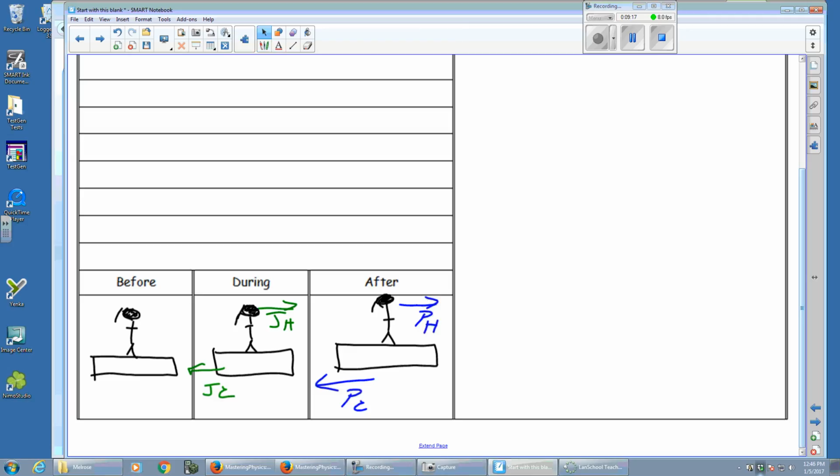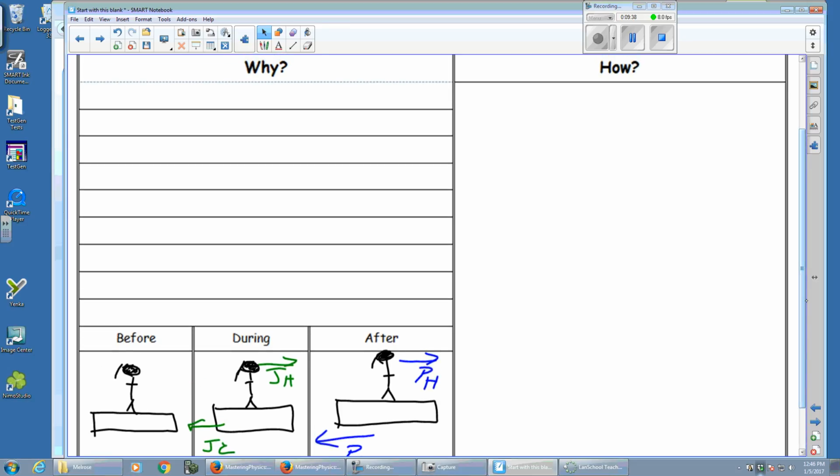Beautiful. And then I could write words like the momentum is conserved in the system. It would be really good also to express: does the center of mass of the system move? It does not move, right, because it has no momentum. So momentum before equals momentum after.